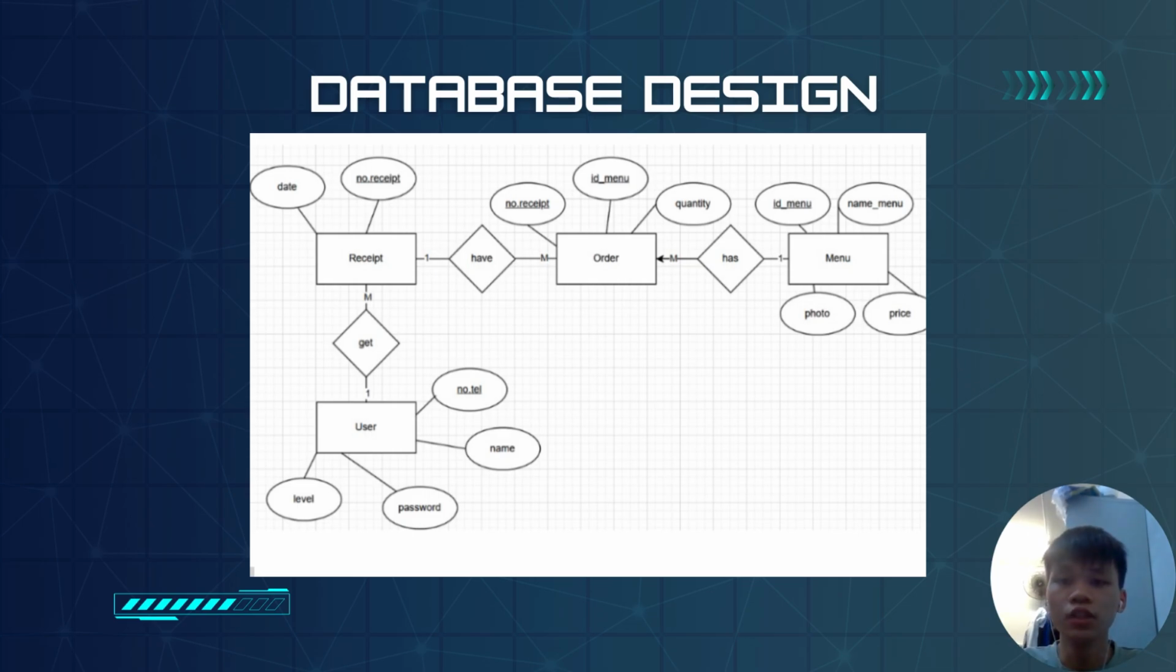For user and receipt, a user can generate multiple receipts, as shown by the get relationship with a one-to-many cardinality. For receipt and order, each receipt can have multiple orders, forming a one-to-many relationship represented by the have association. For the last one, order and menu, an order corresponds to one or more menu items, establishing a many-to-one relationship through the has association.